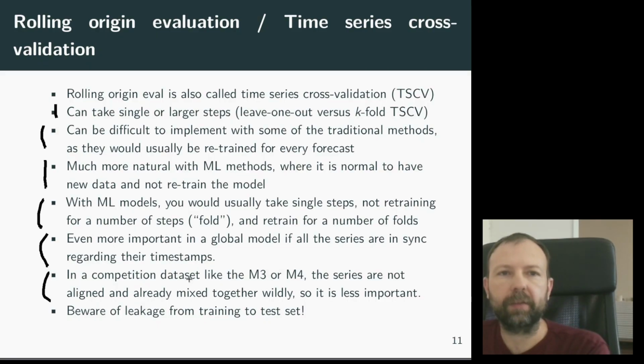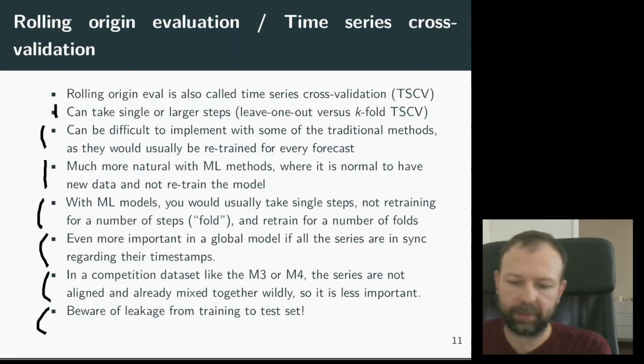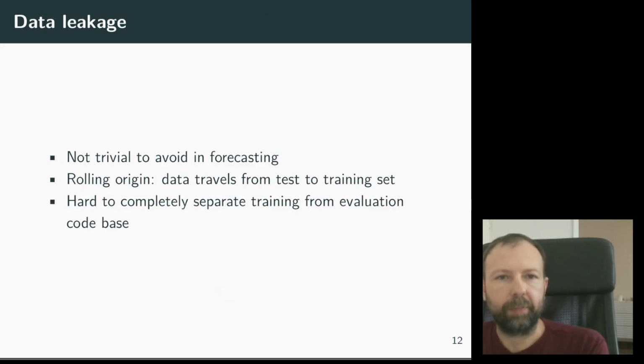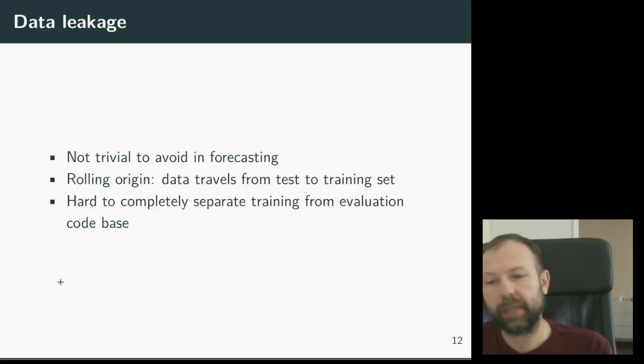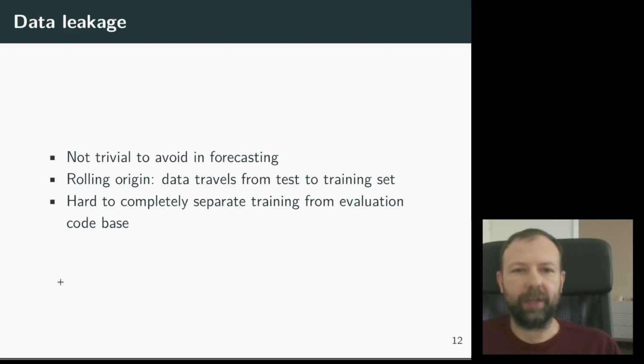But one thing that is quite difficult to deal with in rolling origin evaluation is data leakage from training to test set. Let me talk a bit about data leakage because it is a big problem in forecasting. It is not trivial to avoid in forecasting. I think every forecaster has at some point produced code that had some data leakage issues. I've done it. My students have done it. It's always a big problem.